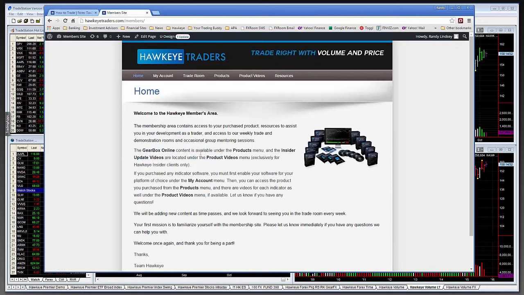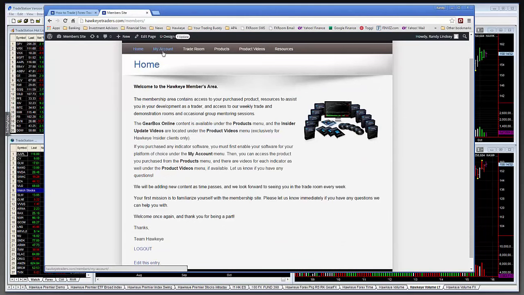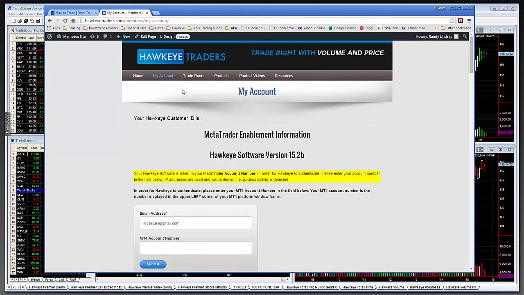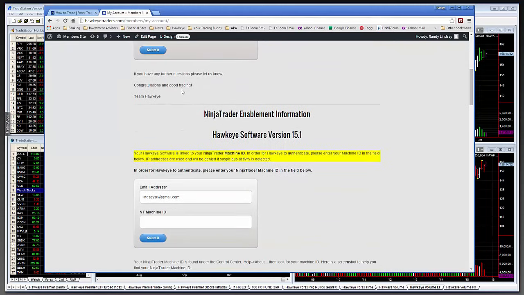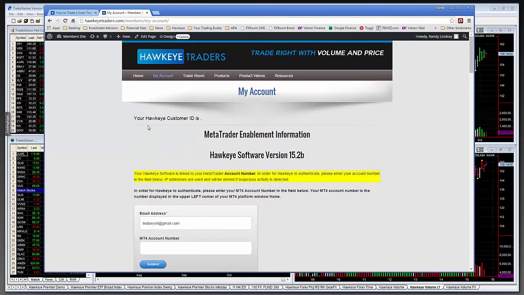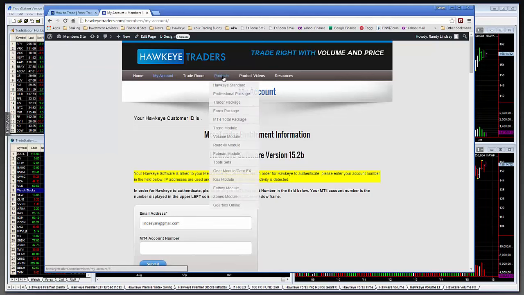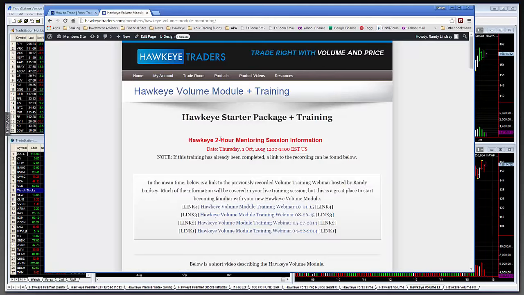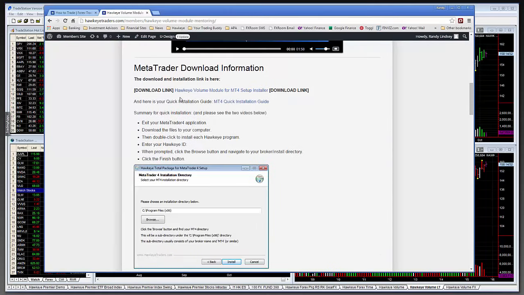Once you have access to the Premier Members area, then you can sign up and enable your software by going to My Account. If you purchase from MetaTrader or NinjaTrader, then you enter the necessary information to enable your account. Once you enable your account, then you're free to download your product, whatever product you purchased, directly from the product's menu. The product you're purchasing is the volume module, and the volume module download link will be available right here for you.